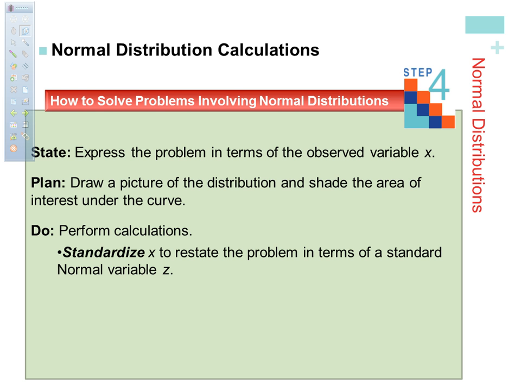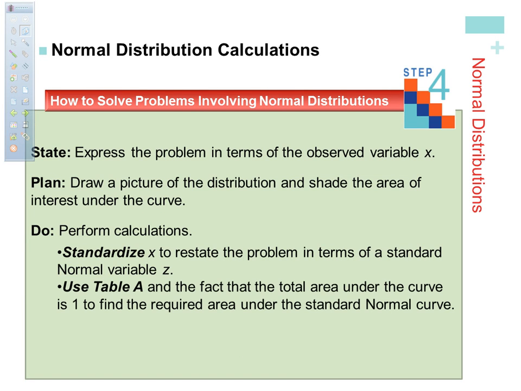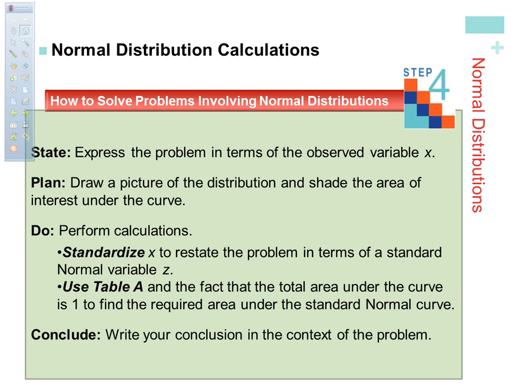Now, part of doing your calculations means that we're going to standardize the x values. We're going to standardize the values of the variable that we're working with so that we can get into Table A. The only way we get into Table A is if we have a set of z-scores. That's what we mean by standardize. Then we're going to use Table A to find the area that we're looking for. And then, of course, in any good stats problem, we have to have a good conclusion. What does this number mean in the context of the problem? We've got to make sure that we include context. Table A doesn't give you that, the problem does.